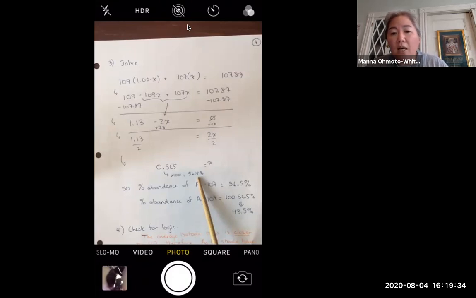The given average isotopic mass is 107.87. That already gives you an idea that you'll have a greater percent abundance for the isotope silver 107 rather than silver 109. So I hope that this was helpful for figuring out average isotopic mass problems.